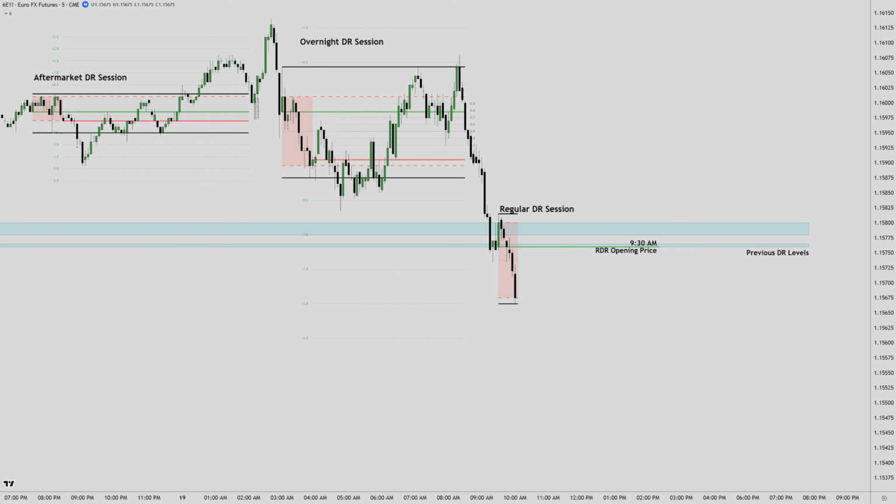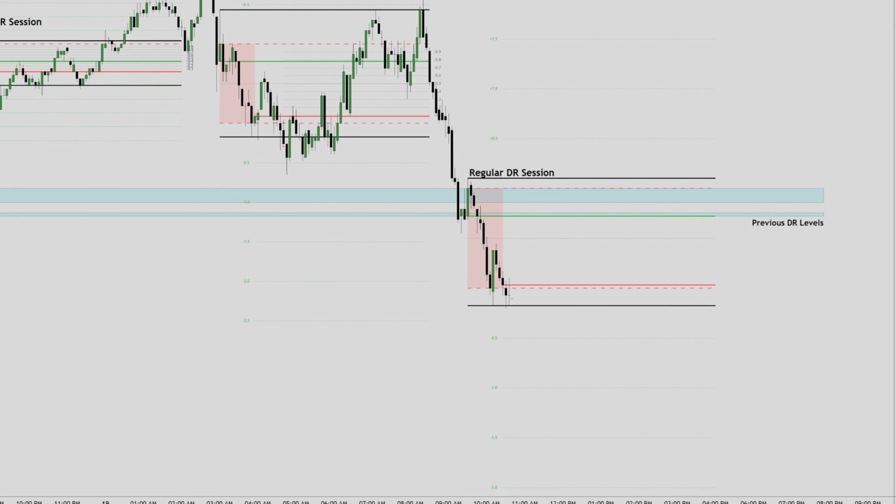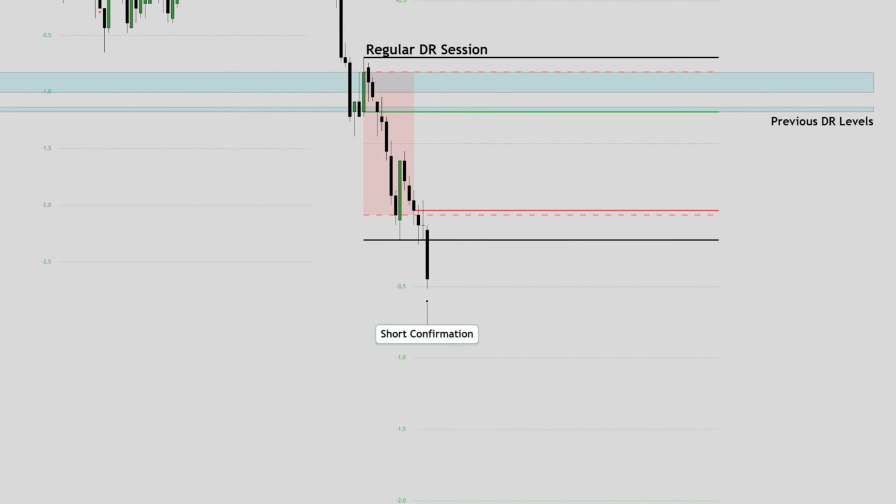Price fails to close above those previous levels and drops lower. Before the session even reaches 10:30 a.m., all 3 DR sessions have already expanded in size. When the regular session finally forms at 10:30 a.m., the DR box prints red, which gives you roughly a 70% probability of seeing a short confirmation. And right away the short confirmation follows.